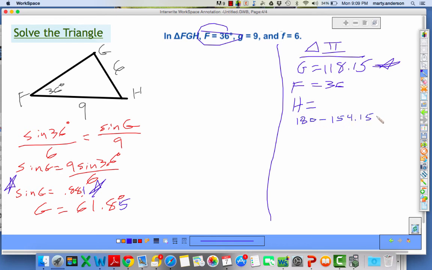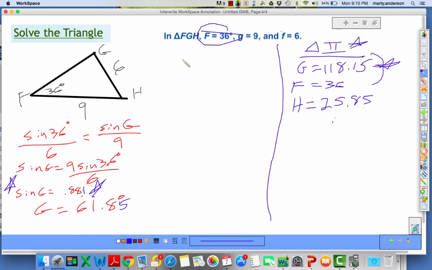And it makes it. If these two had added up to more than 180, then I didn't have a second triangle. That's how you can tell. So when I do this subtraction, I get 25.85. There's my three angles of my triangle for triangle 2.